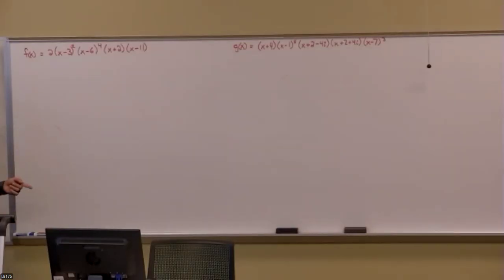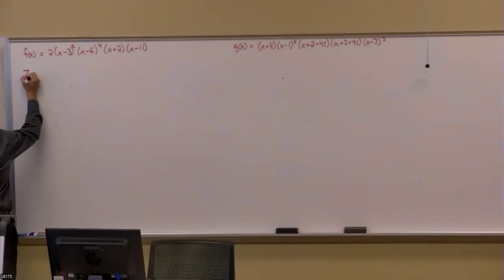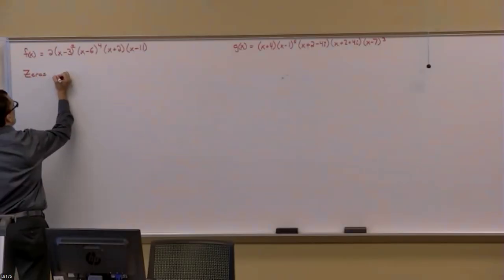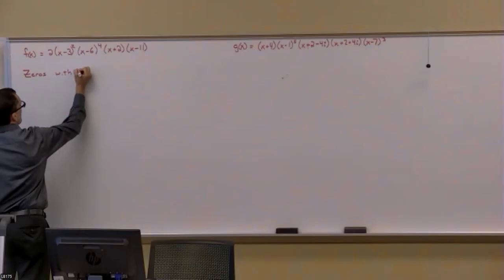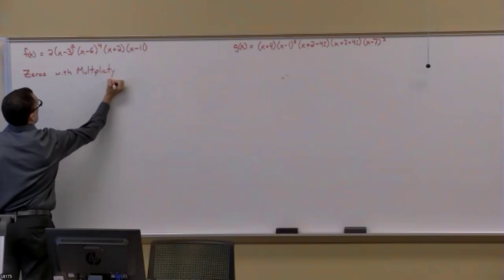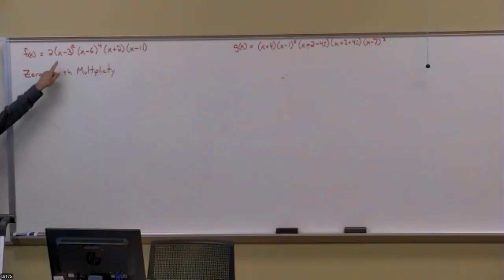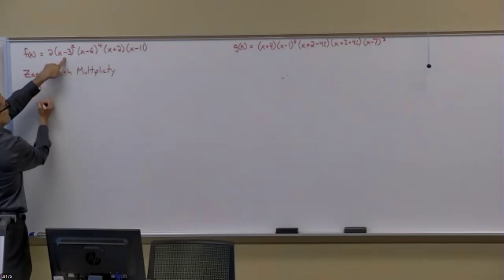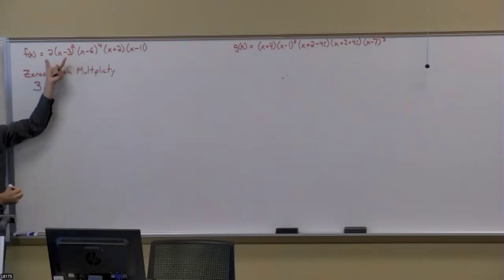So if we want to find the zeros with their multiplicity, all we have to do is look at what would make this into a 0. We'd say, what do I need to plug in for x to make this 0? This is x minus r, so the r is going to be what you need to plug in to make it 0. So this factor corresponds to a 0 of 3, which has multiplicity of 2 because that factor occurred twice.